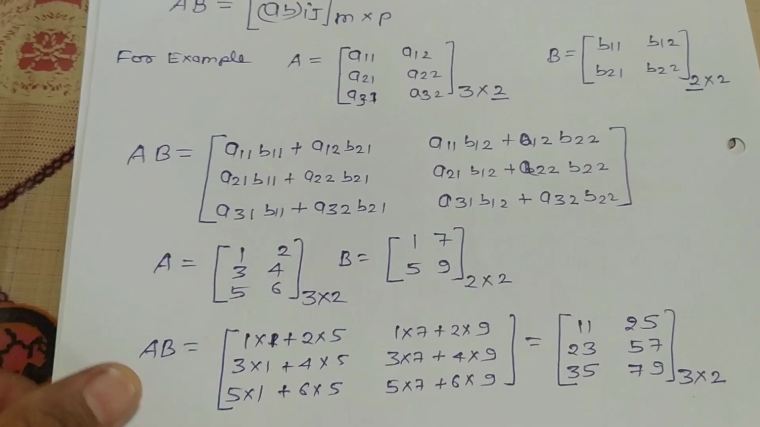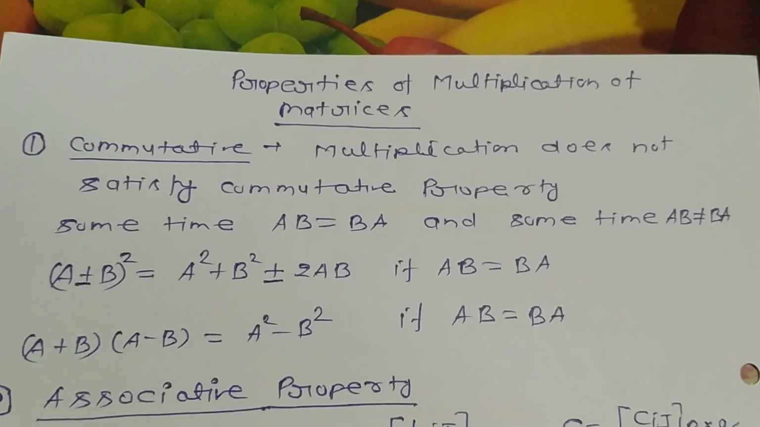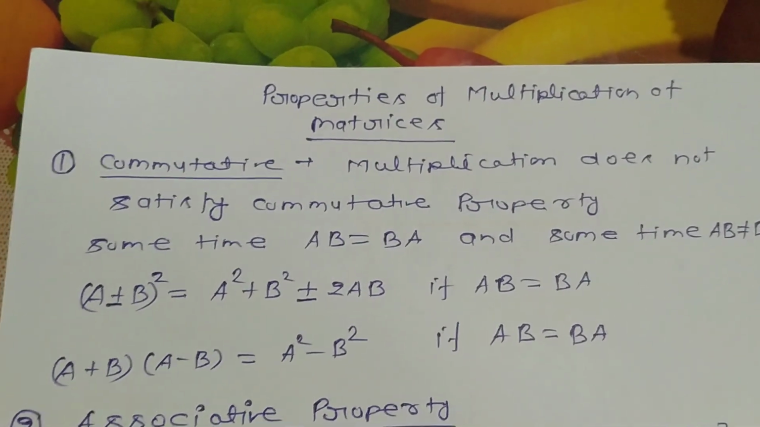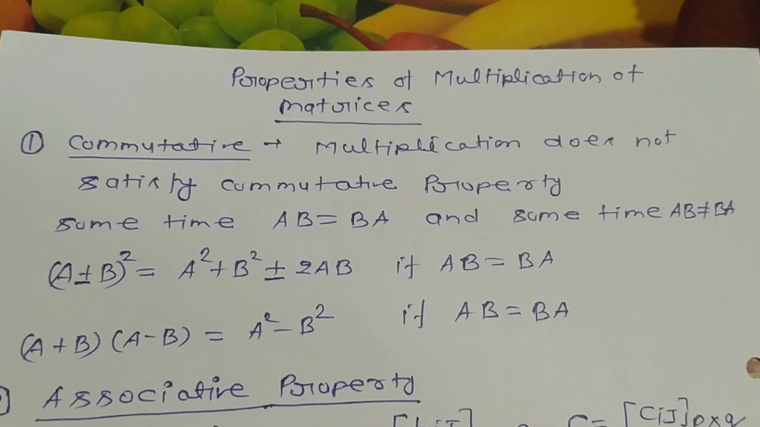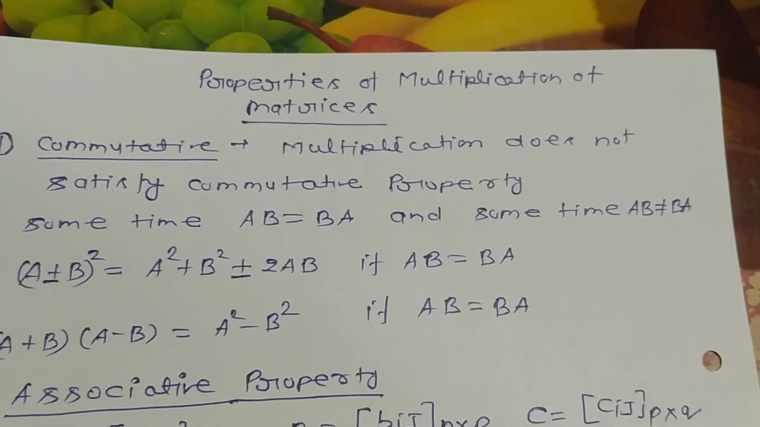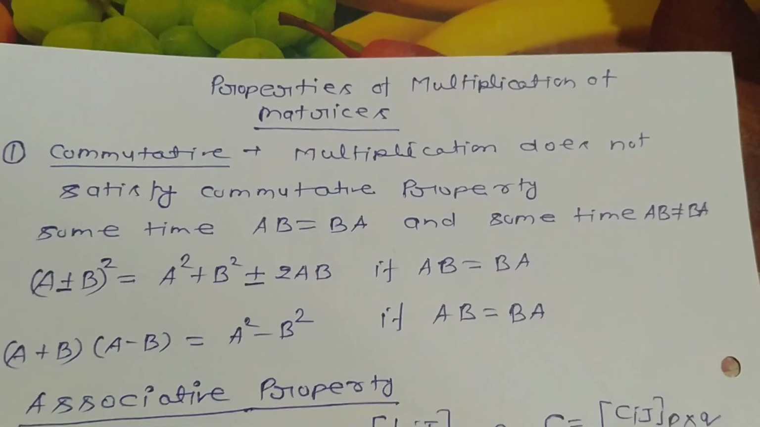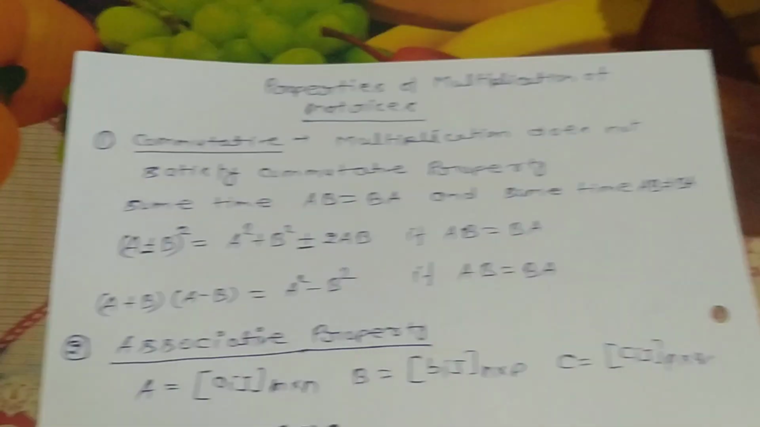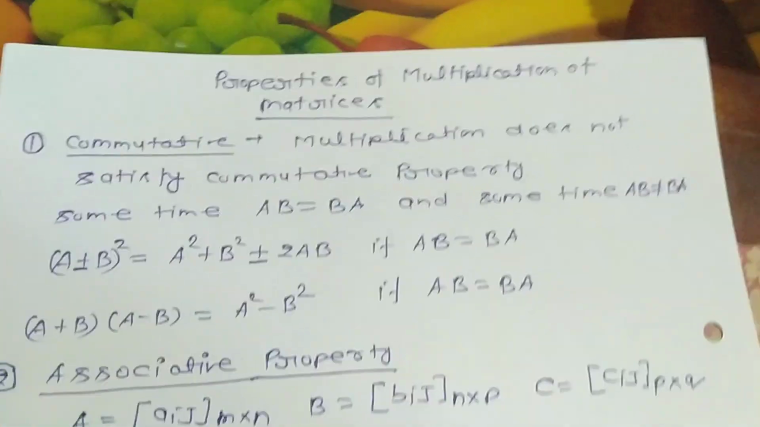अब हम आते हैं इसकी प्रॉपर्टीज़ क्या हैं. What are the properties of multiplication? The properties of multiplication, first is commutative. मल्टीप्लिकेशन डज नॉट सेटिस्फाई कम्यूटेटिव प्रॉपर्टी. Sometime AB is equal to BA and sometime you will find AB is not equal to BA. तो हम ये नहीं कह सकते हैं कि कम्यूटेटिव प्रॉपर्टी को होल्ड ही करते हैं. कभी कभी करते हैं, कभी कभी नहीं करते. मतलब हमें यहाँ पे ये लिखना चाहिए कि ऑलवेज नहीं करते हैं. ठीक है, सometime ये करते हैं और कभी कभी नहीं करते.